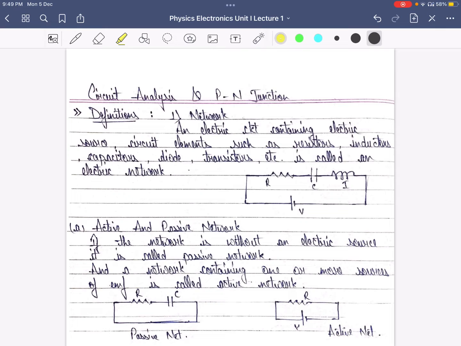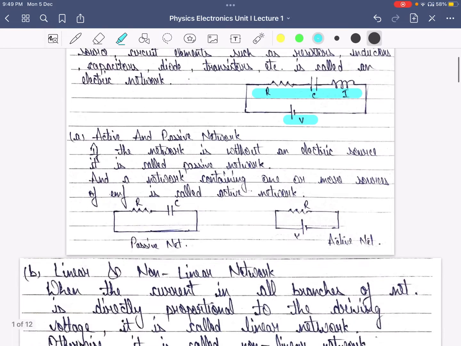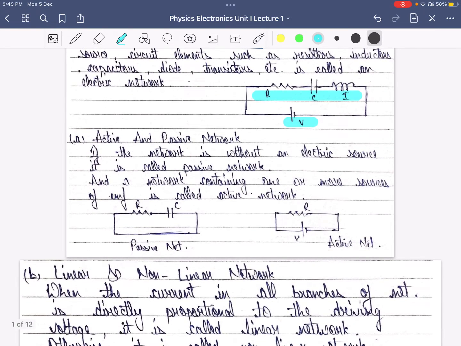So we'll be taking a look at the circuit analysis in today's video. So let's get started. The first one is a network. So what's a network? A network is basically an electric circuit which has a source of EMF and circuit elements present in it, which can be resistor, inductor, capacitor, diode, transistor, etc.